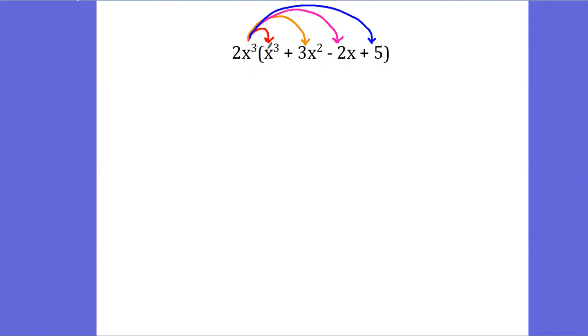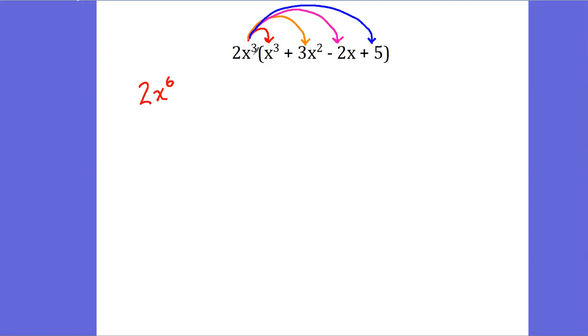So 2x cubed times x cubed. Well, with this, you have to remember your properties of exponents. If I'm taking x cubed times x cubed, I'm going to add these exponents. That's going to be x to the 6th. And with my numbers, this is really 2x cubed times 1x cubed. So this is just going to give me 2x to the 6th power.